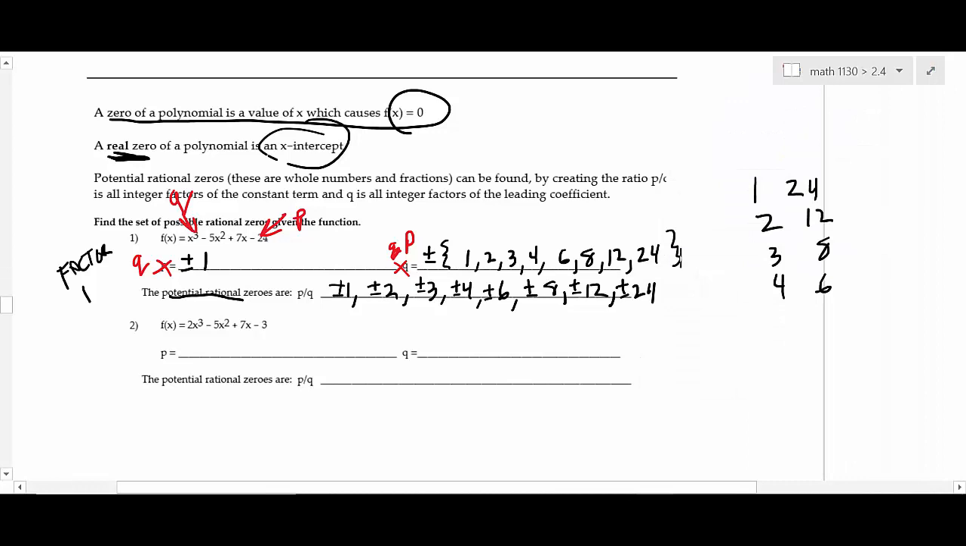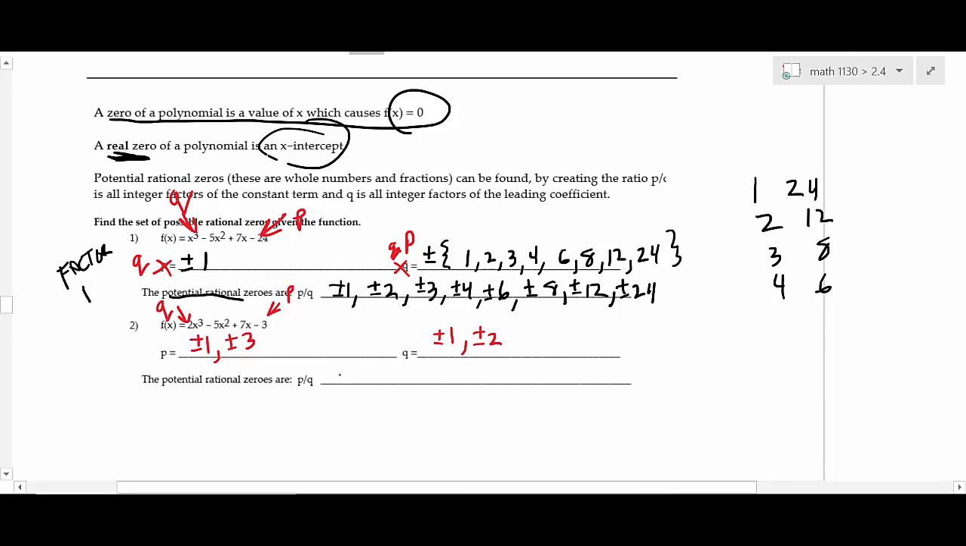This next example might be a little bit better list. On this next one, this would be the p, so p would be all the factors of 3. What is that? 1 and 3. That's all your factors there. Q is going to be all the factors of that term, so plus or minus 1 and plus or minus 2. Then we do the p over q list. The p and q are backwards, so you just do this in your head: 1 over 1, 1 over 2, 3 over 1, 3 over 2. That gives you your list.